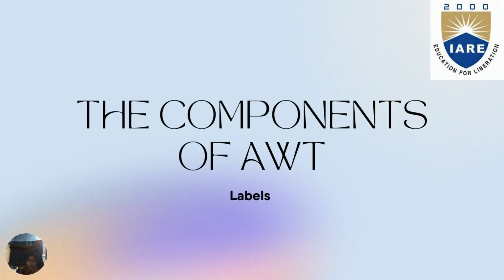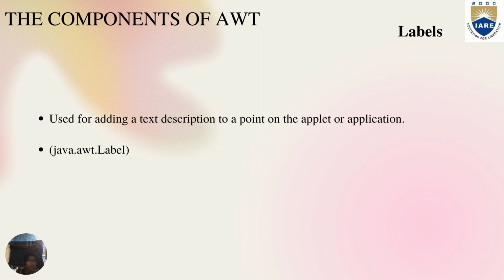Next is labels. Labels are used for adding a text description to a point on the applet or the application. The expression that is used to initialize labels is java.awt.Label. Now, in the recent update, we can add colors to the labels.